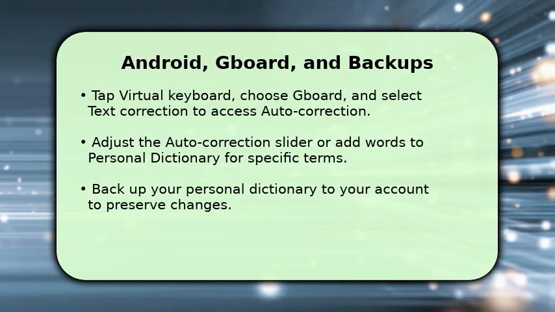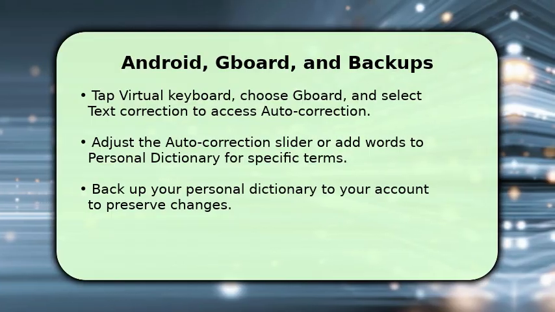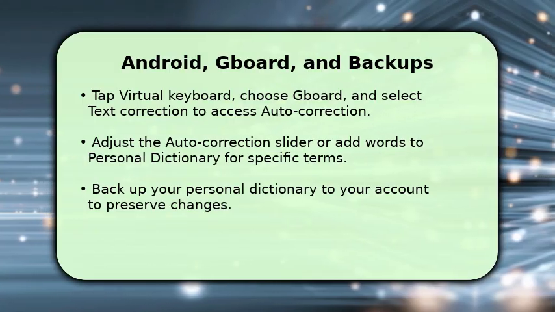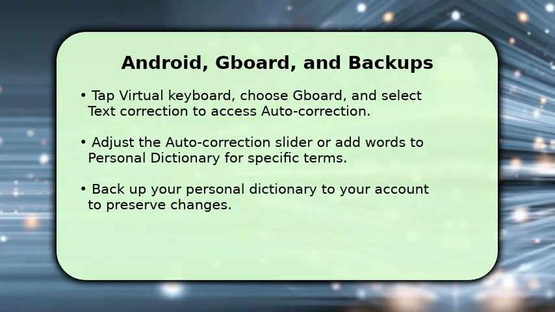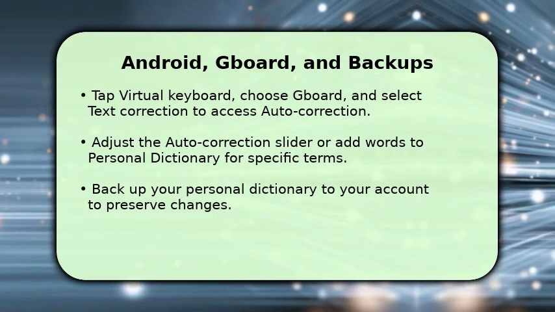Tap Virtual Keyboard, choose Gboard, and select Text Correction to access autocorrection. Adjust the autocorrection slider or add words to Personal Dictionary for specific terms. For Samsung keyboards, open General Management and select Language and Input instead.